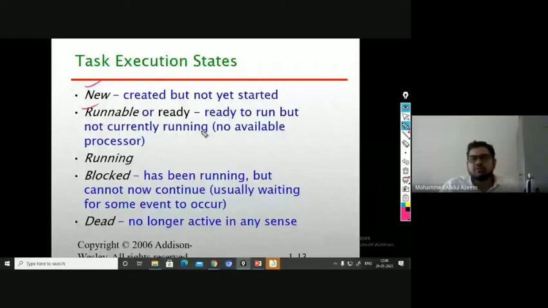Okay, when a process is in execution, you find different phases. These are the different phases through which every process must go until it finishes execution. New, when it just starts, it will be in a new state. And then the runnable or ready state. Then it goes for execution. This will be the running state.